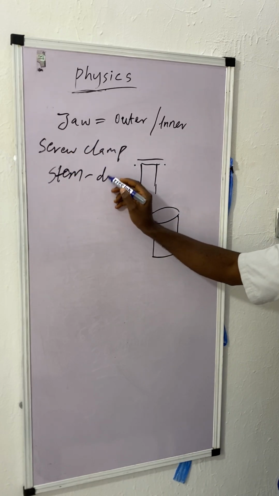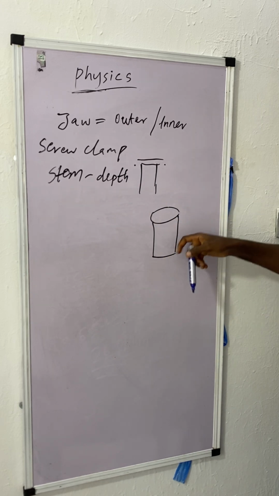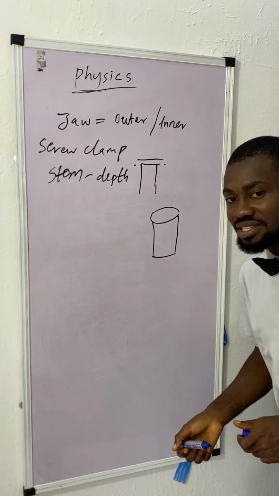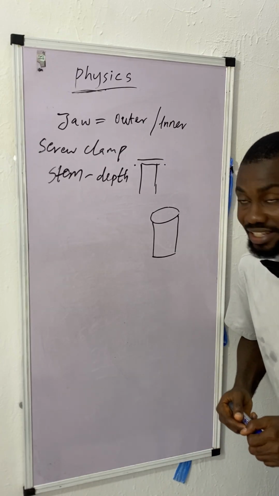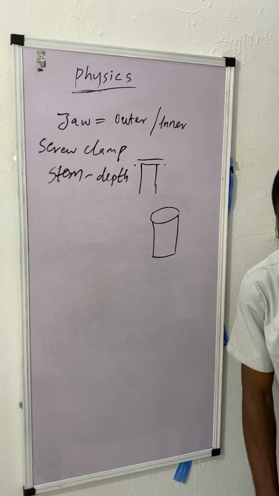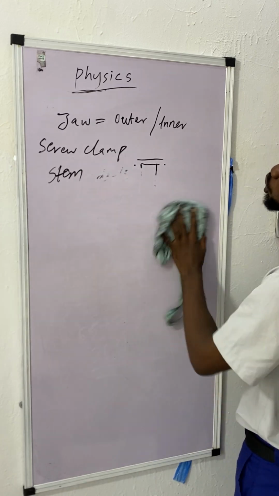The stem is used to measure depth. Maybe you want to measure the depth of this cylinder. Just put the stem of the vernier caliper and check the reading on the main scale, and you get the reading in centimeter. That's that for reading vernier caliper. Let's quickly do motion.